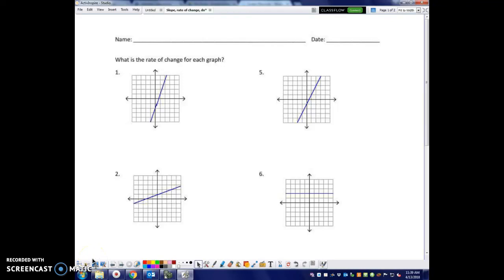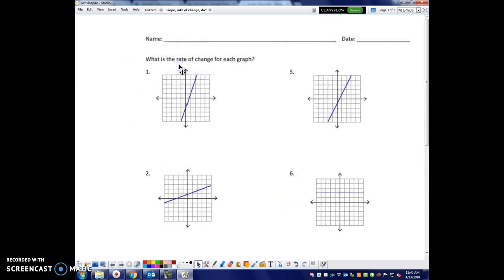Okay, so this worksheet today we're going to be going over slope, rate of change, and domain and range. Okay, so let's look at number 1. First, the instruction says, what's the rate of change for each graph? Whoops. Let's go back.